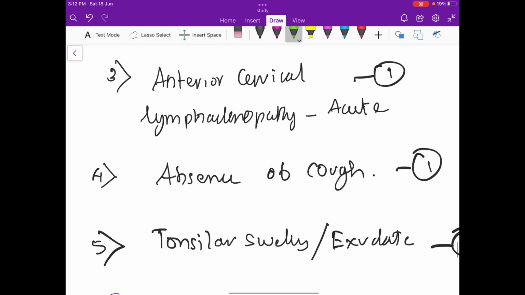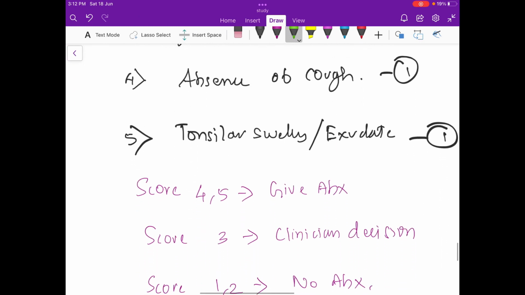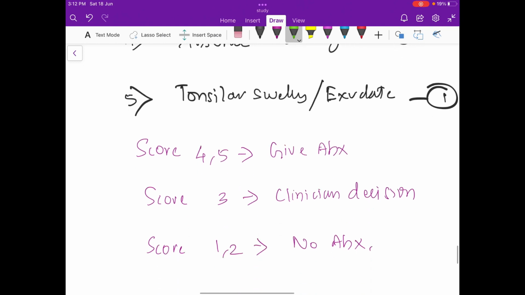Absence of cough, clearly underline, it is not the presence of cough which gets a point, it is the absence of cough which gets a point. If the cough is present, you give 0 here, and if you see a tonsillar swelling or an exudate, then you give 1 point. So you take all these 5, score it. If your child scores 4 or 5 out of 5, then that is a definitive need for antibiotic. And if your child scores 1 or 2, then there is no definitive need for antibiotic, you just stick to your supportive treatment. But if the score is 3, which is a cat on the wall situation, it is the clinician who has to decide on whether to start an antibiotic or not.